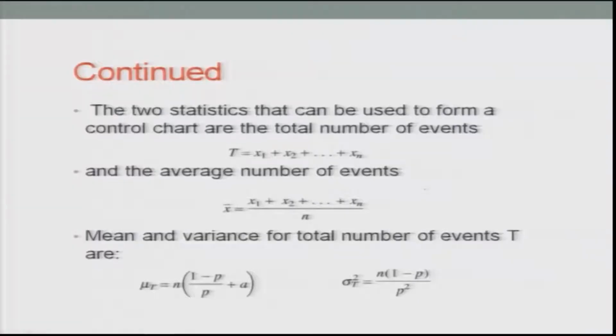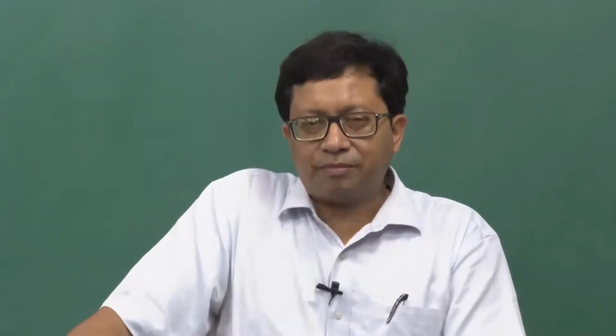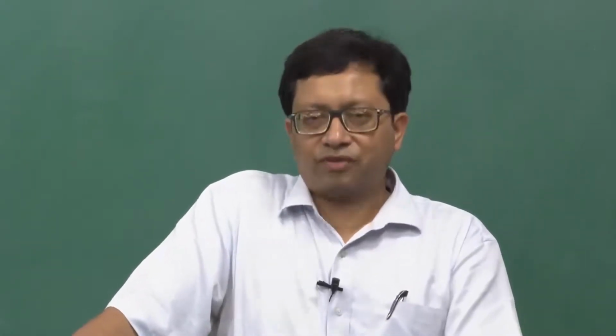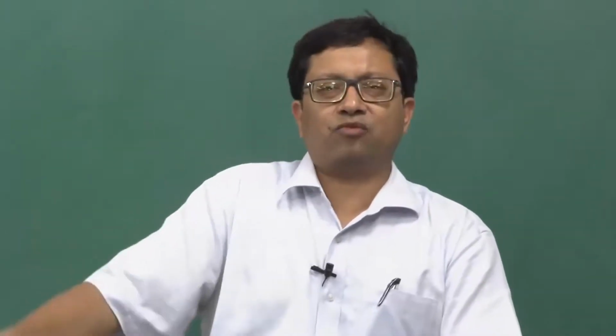So, there can be two statistics which you can use. They would be the total number of events. The total number of events would be counted as x1, x2, x3, x4 till xn, and generally we would be interested to find out the average of the total number of events. Events may be, for example, good items passing, bad items passing, or white color boards being produced. So, depending on whatever your outlook is.